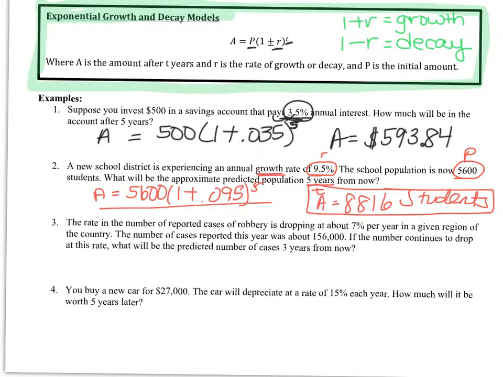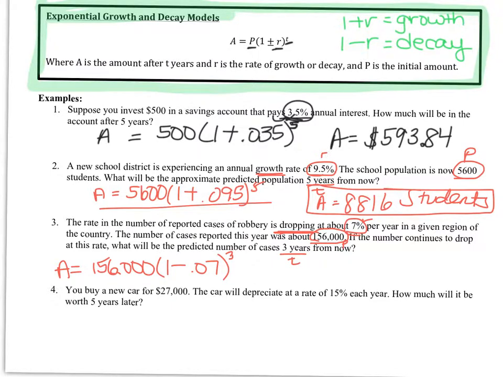So I saw percent, so I know that's R. Number of cases reported, I see the word dropping, so I know it's a decay. The number of cases reported was 156,000. That's P. And at this rate, what will be the predicted cases in 3 years? That's T. So I have A equals my initial amount, which is 156,000, times the quantity of 1 minus, because it's dropping, so it's decay, 0.07 to the third power.